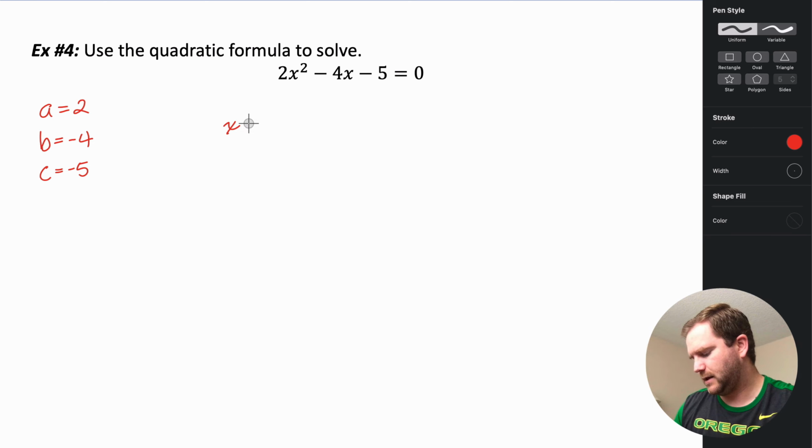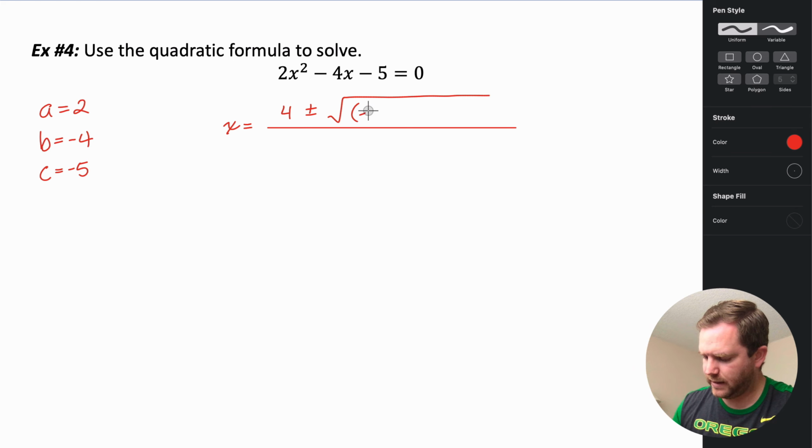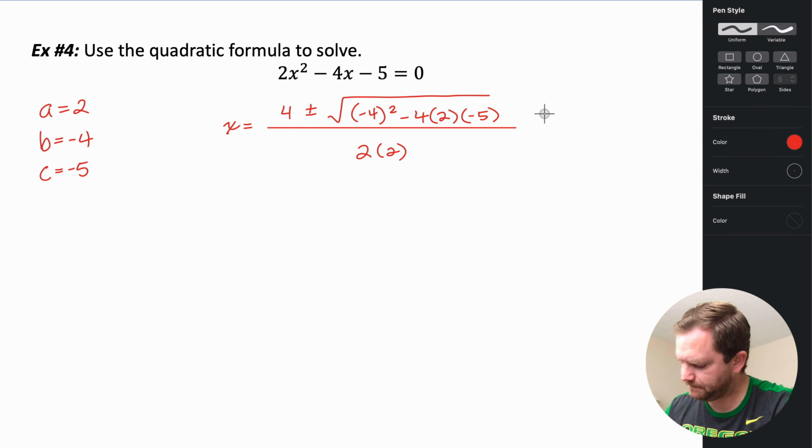So we get x equals the opposite of b. So b is already negative, so the opposite of that would be positive. So it's 4 plus or minus the square root of -4 squared minus 4 times a, which is positive 2, times c, which is -5, all divided by 2 times a, which is 2.